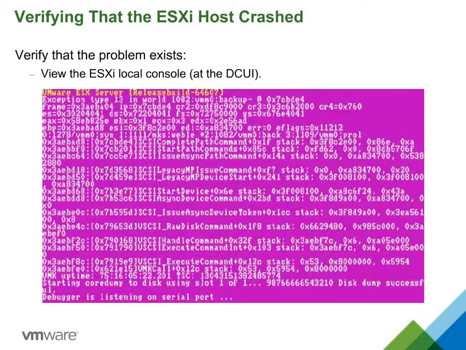Most of the time, the biggest cause for purple screens of death is hardware failure, and it's usually memory or CPU. You can usually tell in the first few lines what the cause is. It will usually say something like, found CPU fault or found memory fault in this location.